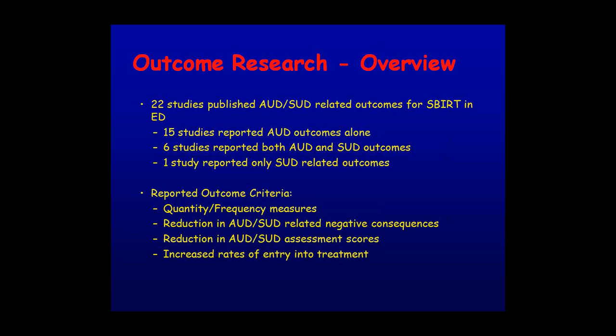So what did they look at with the outcomes? If you want to see whether people don't drink as much, the frequency, reduction in the negative consequences, and also reduction in the assessment scores, the screening scores we talked about. If they had a severe drug problem based on the scores and now they don't have it as much, that's a really good sign. And also increased rates of entry into treatment. That is huge, because we're referring these people to treatment, and the people we're referring are mostly at the high-risk end, the people who are really more dependent.